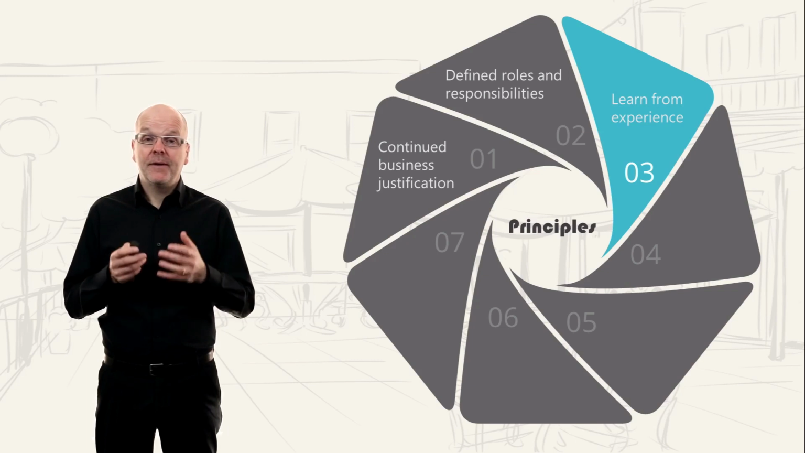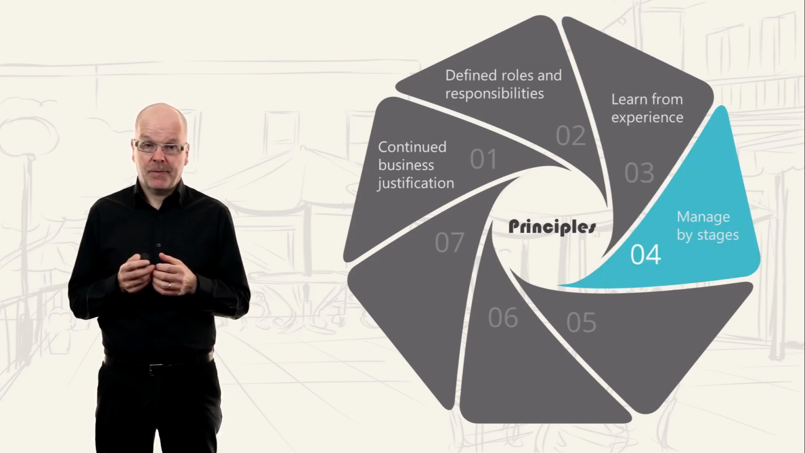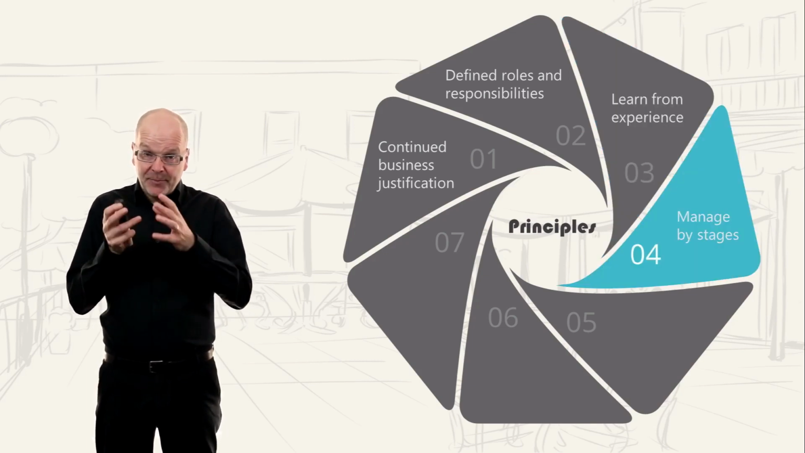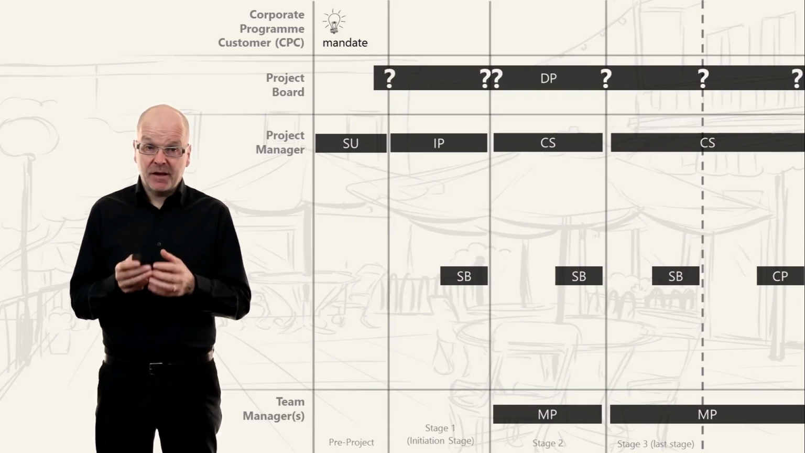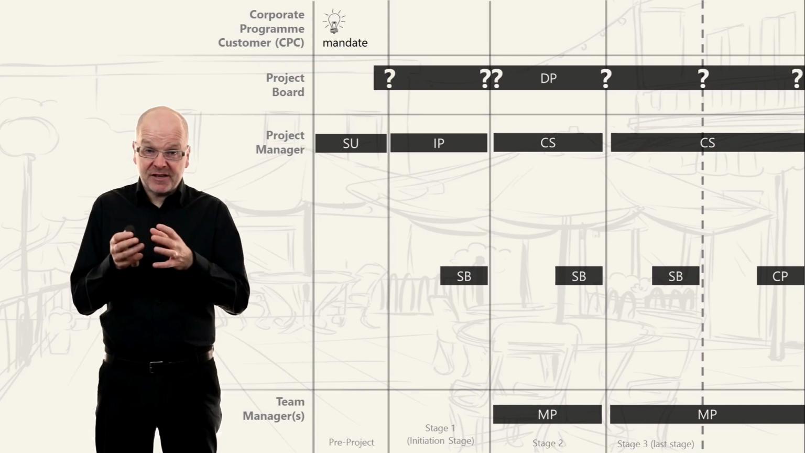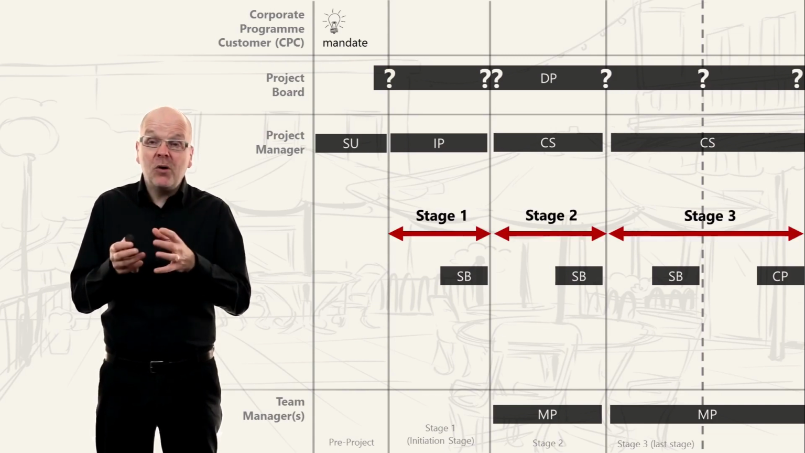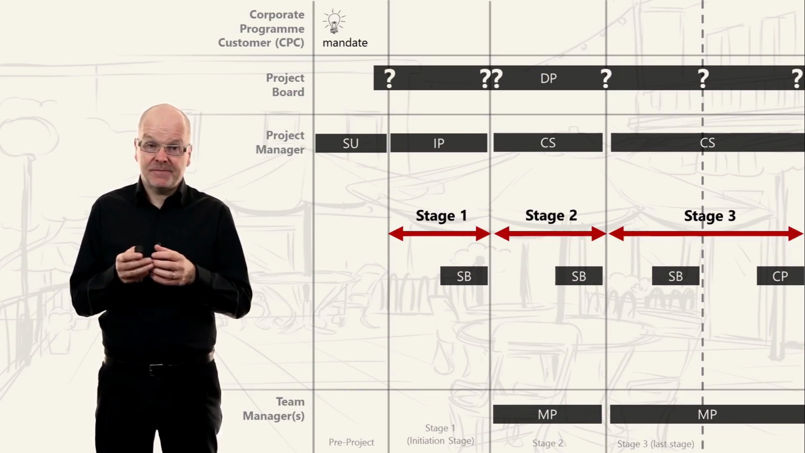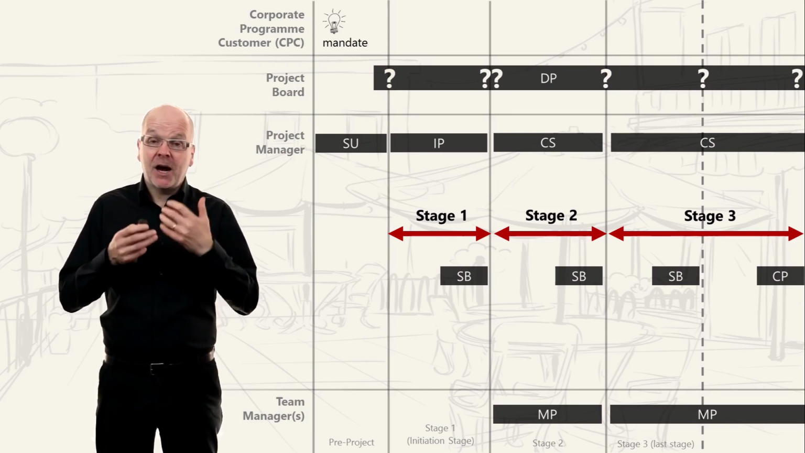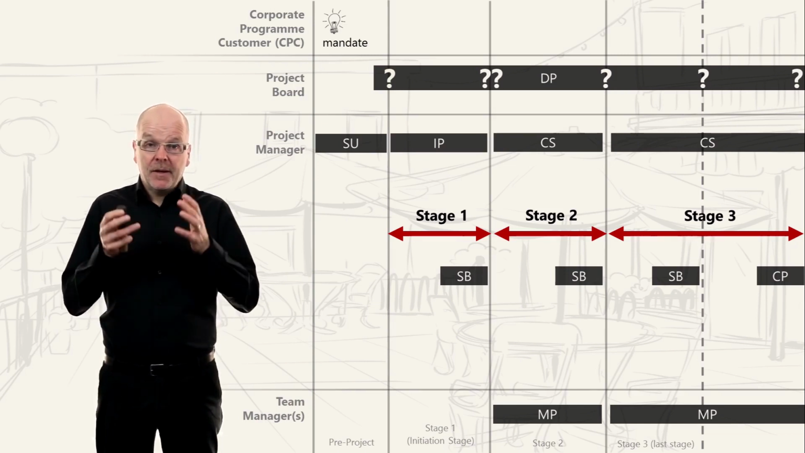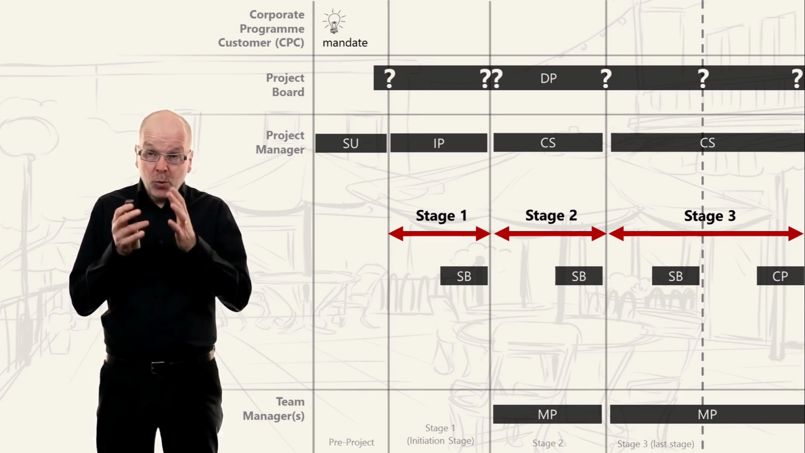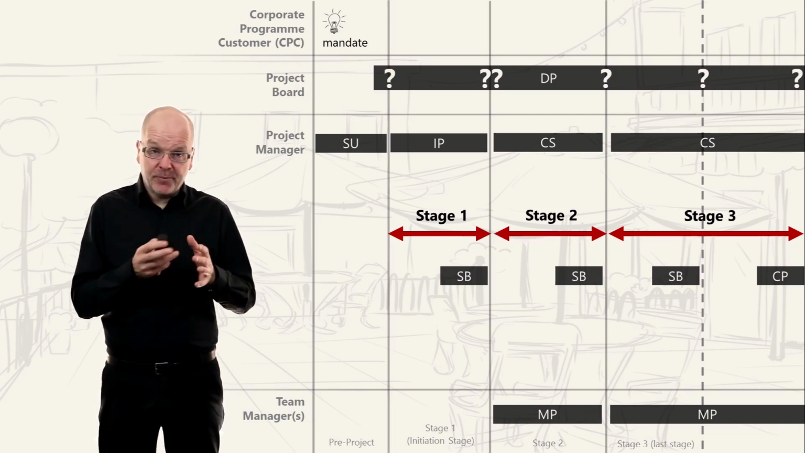Principle number 4, manage by stages. Our PRINCE2 project is planned, monitored and controlled on a stage-by-stage basis. PRINCE2 breaks down projects into chunks, and we call these management stages, as each management stage is separated by a project board decision or a management decision.